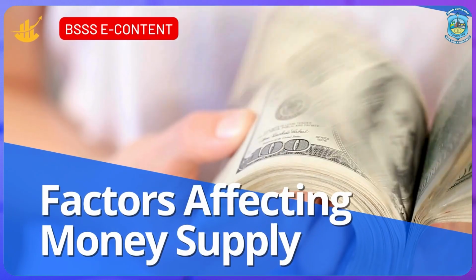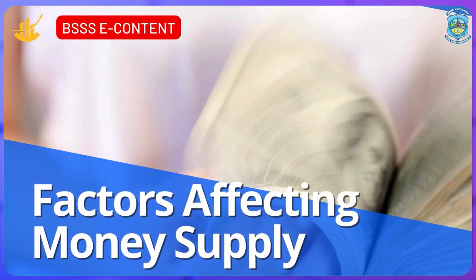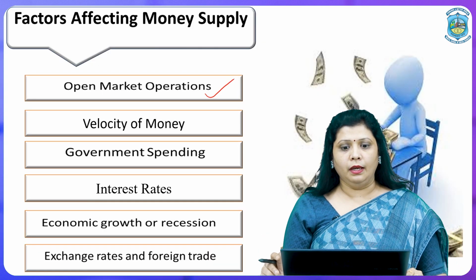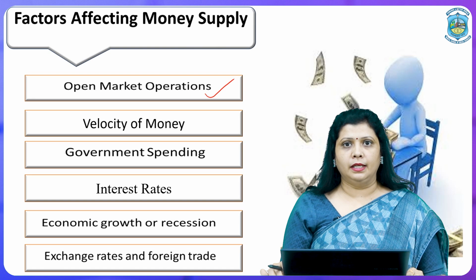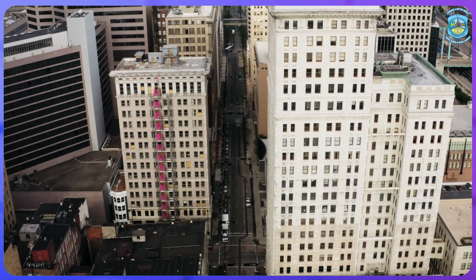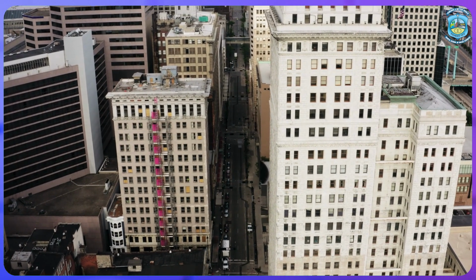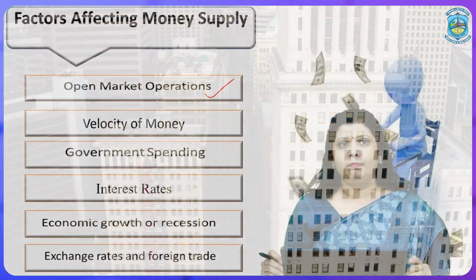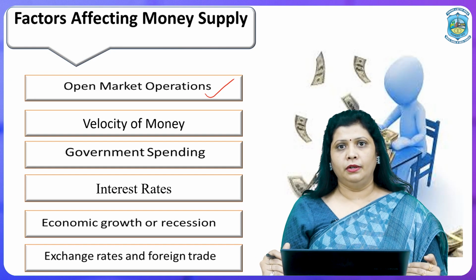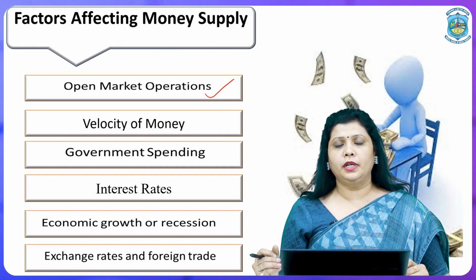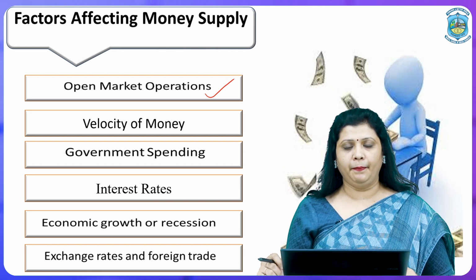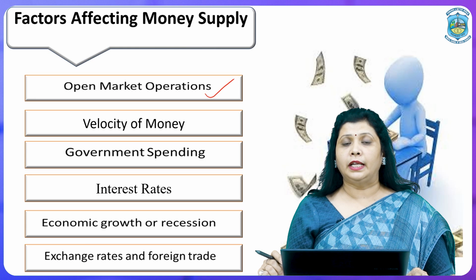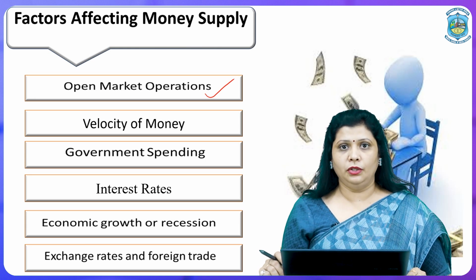Now the next topic is the factors that affect money supply. First is open market operations. In this operation, commercial banks sell and buy government securities. If they buy government securities, they play an important role in creating more money or increasing the money supply. If they sell securities, the money supply will be reduced.